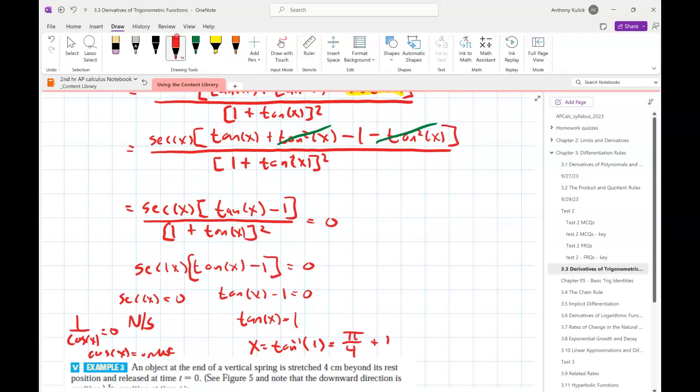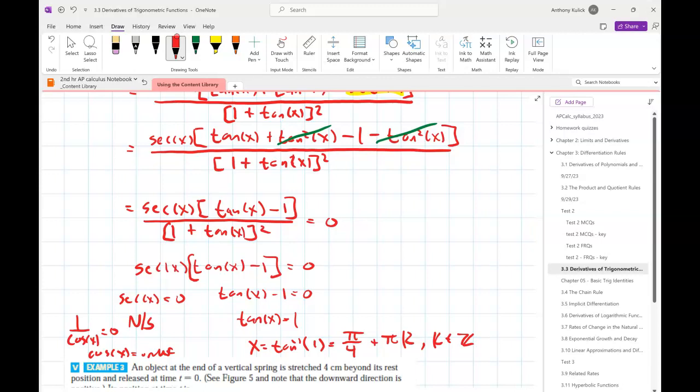Yes, and every pi k units after, where k is just some integer, right? So any positive or negative multiple of pi.